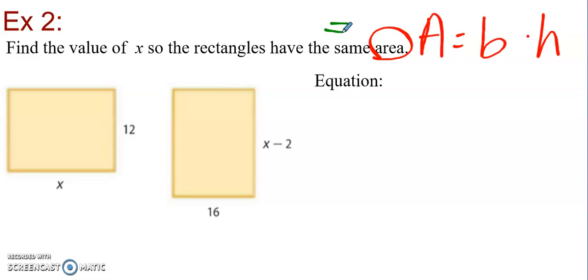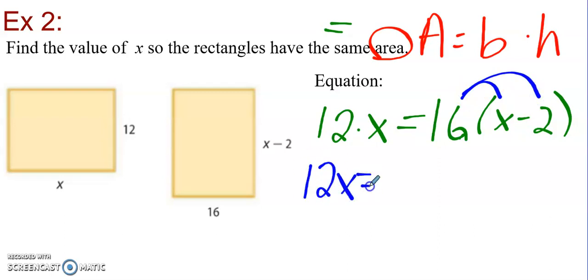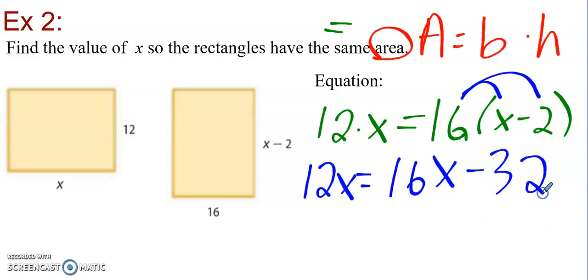So base times height, we have 12 times x. We want to see equal to the other area. We have 16 times x minus 2. All right, so there's my equation. I just set up those areas equal to each other, and now we want to solve the equation. So to solve the equation, we're going to distribute through. So we have 12x equals 16x minus 32.